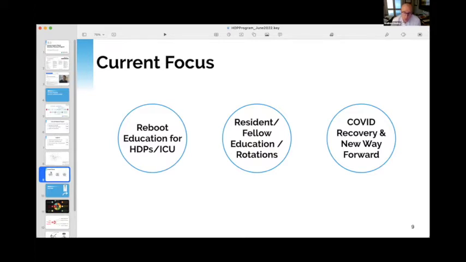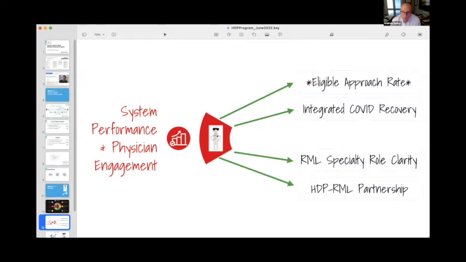We actually did have a fellowship program where we accepted a fellow, two fellows actually, for a year. We are looking to think about that again, and we do have a number of hospitals that offer dedicated resident rotations, which allow us to support that. And then our real focus is around COVID recovery and building that new structure for a new way forward.